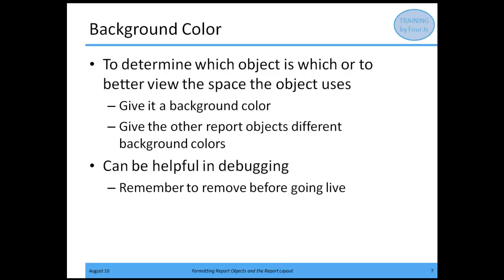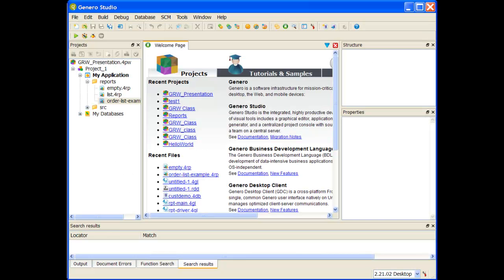One of the properties that you can set for any report object is a background color. One of the reasons you might want to set the background color is to identify what object is which, or to better view the space that the object used. So the method is to give it a color that's different than the other report objects around it. This can be helpful in debugging. You're going to want to remember to remove it before you go live. But let's take a quick look.